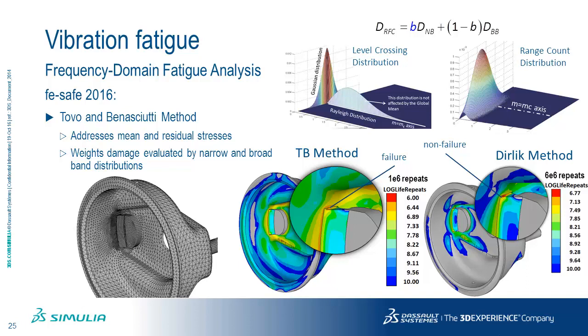And so you can see with the Dirlik in this case, you're over-predicting the life. It's 6 million, versus when you include the mean stress effects, it has quite a big difference in this case. All right.